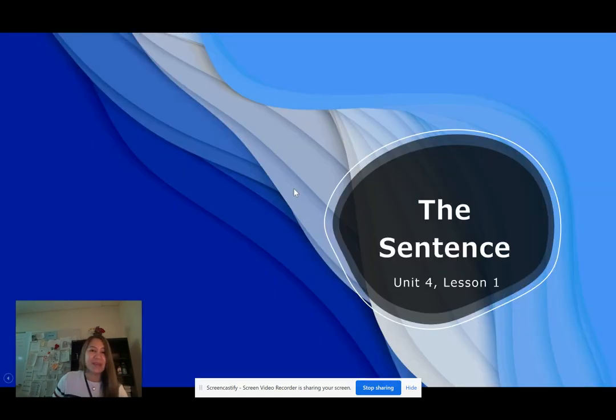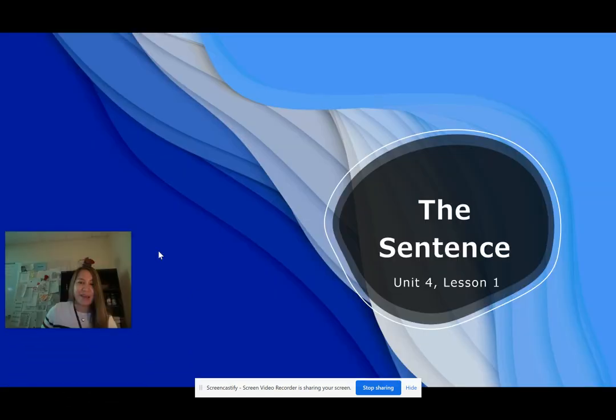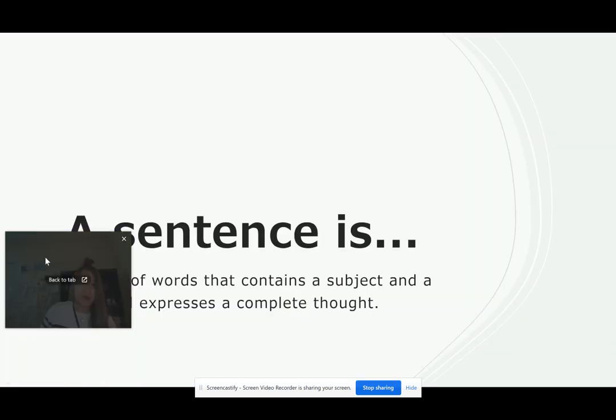Okay, hello everyone. Today we're going to talk about our Unit 4, Lesson 1, which is the sentence. Starting this unit, we're going to talk about grammar lessons that will help you write better. Most especially, there's a huge project that we have to write at the end of the semester. Okay, so let's get started.